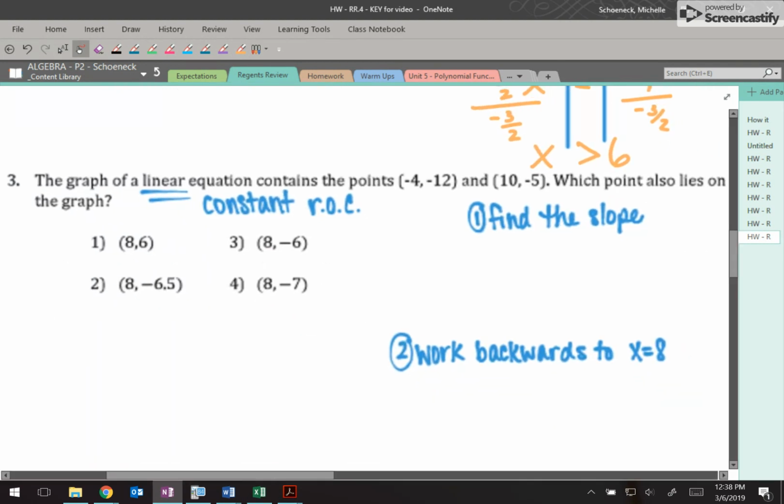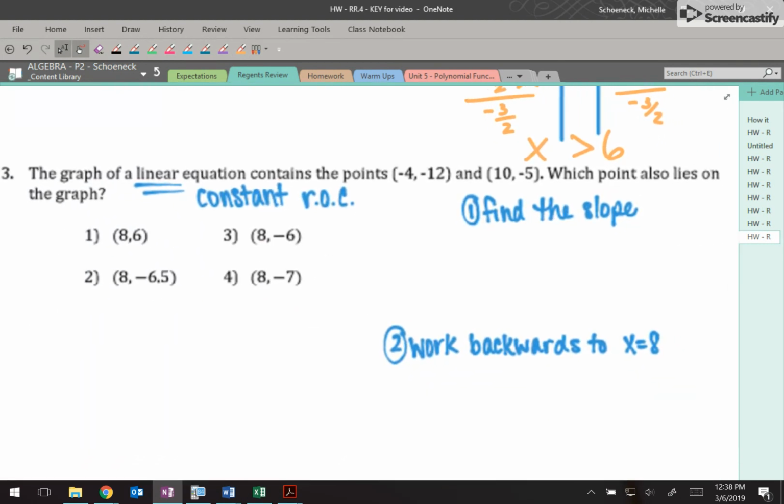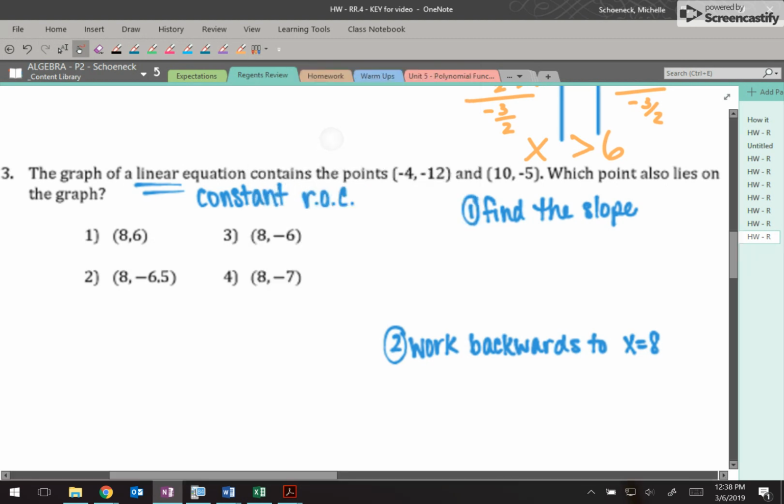Number 3 is a little bit different than what we've seen. The graph of a linear equation, so again, constant rate of change, contains the points (-4, -12) and (10, -5). Which point also lies on the graph? And we're looking when x is 8. All of those answer choices have x is 8. So what we're going to do first is find the slope of the line.